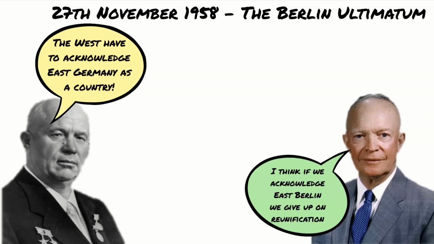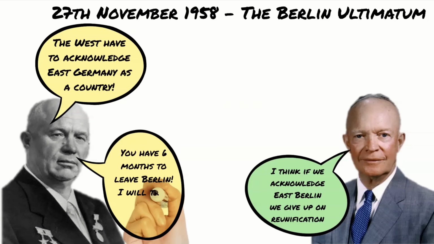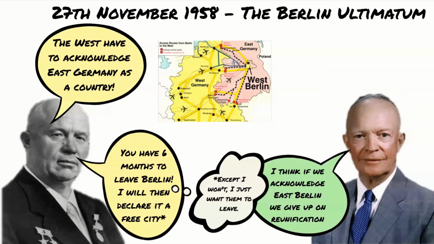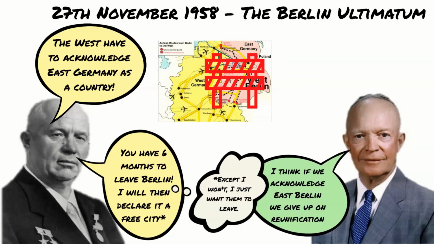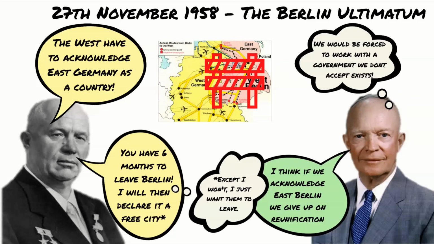He gave the West 6 months to demilitarise and withdraw from Berlin, and declare Berlin a free city with its own independent government. However, Khrushchev had no intention of keeping Berlin free. He wanted it to be controlled by the USSR. He said that if the West did not give up Berlin within 6 months, he would hand over control of the routes into Berlin from the West to the East German government. This was a clever plan because it would mean that the West would have to work with the East German government to deliver supplies to Berlin, essentially forcing them to acknowledge East Germany as a legitimate country.